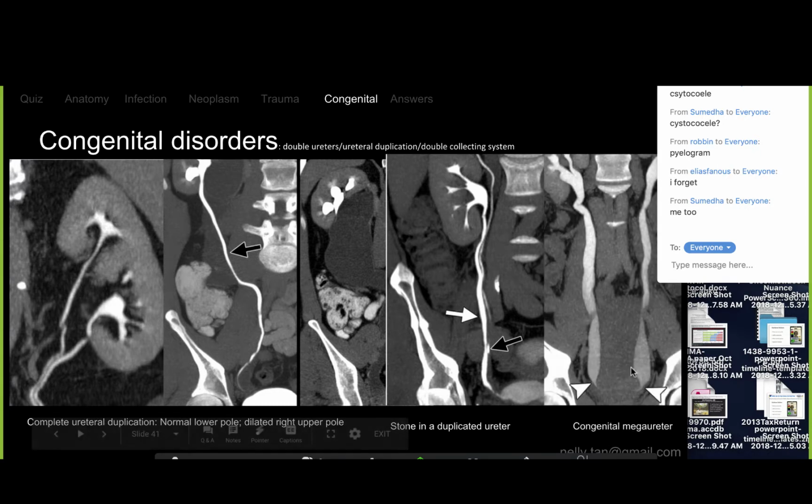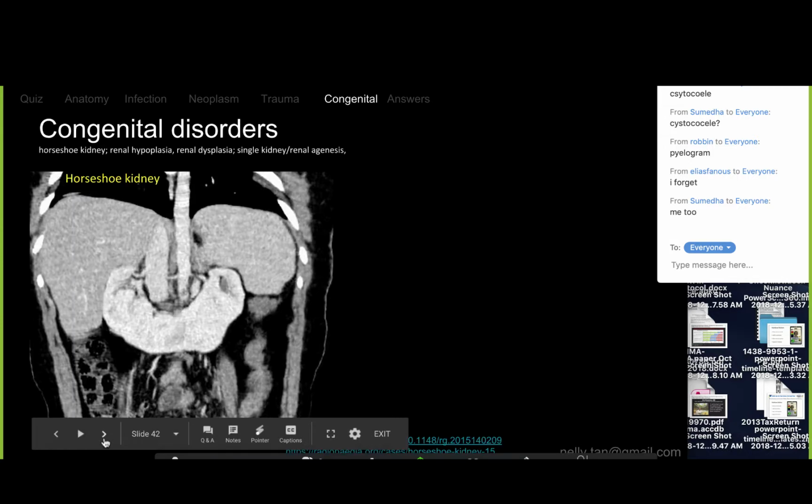And here we see, well, this is actually bilateral. It's not a duplicated collecting system. It's a normal collecting system, but bilateral ureters are dilated, and it narrows, tapering distally at the ureteral orifice. So this is just congenital megaureter. It's just big ureters congenitally.